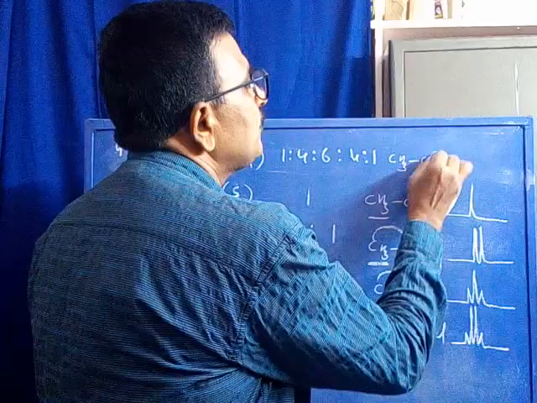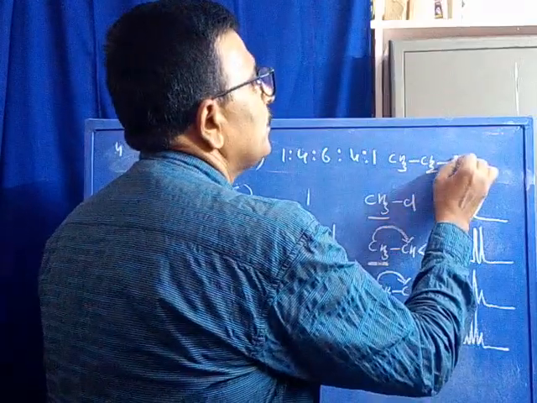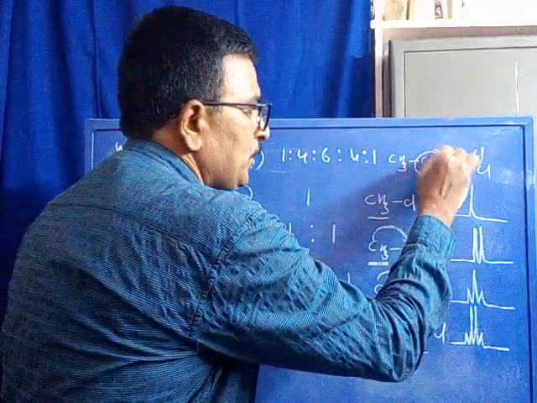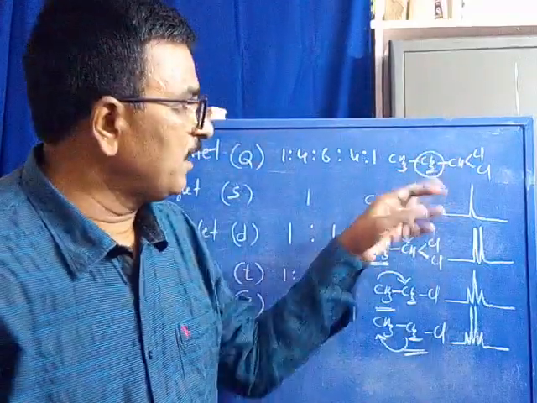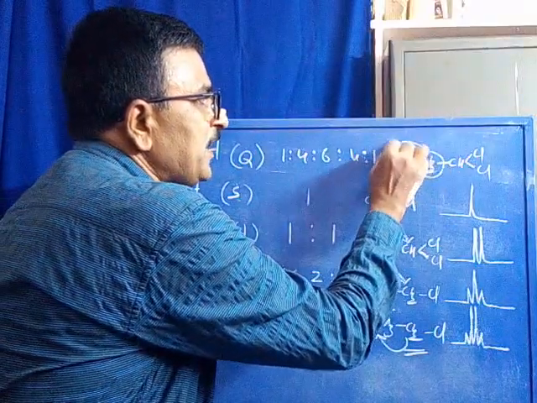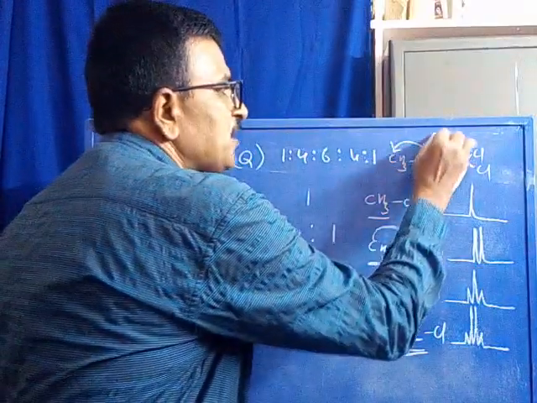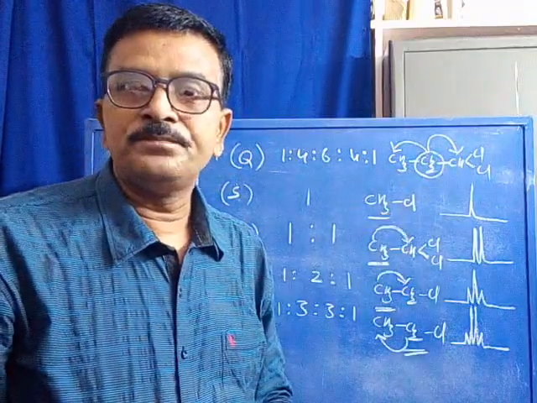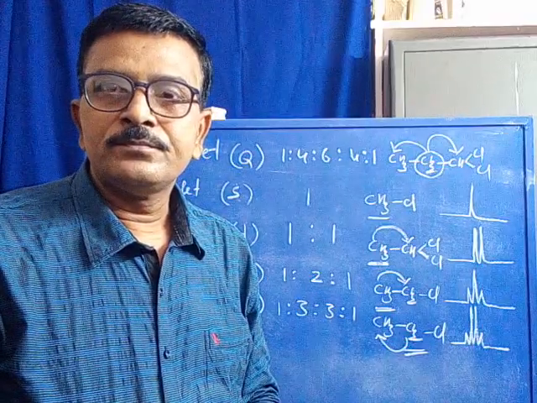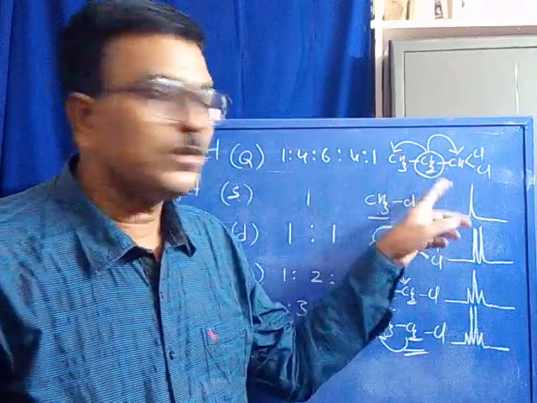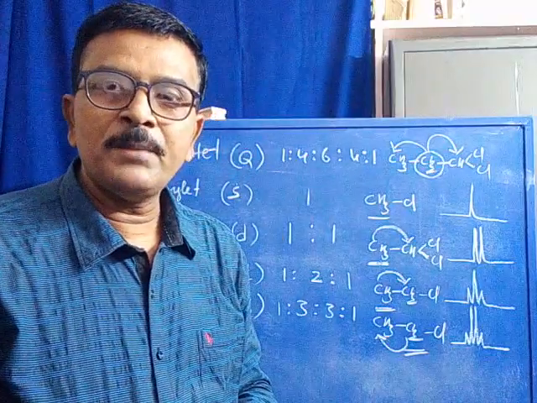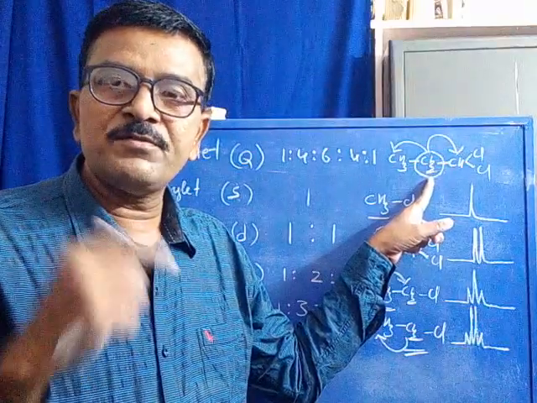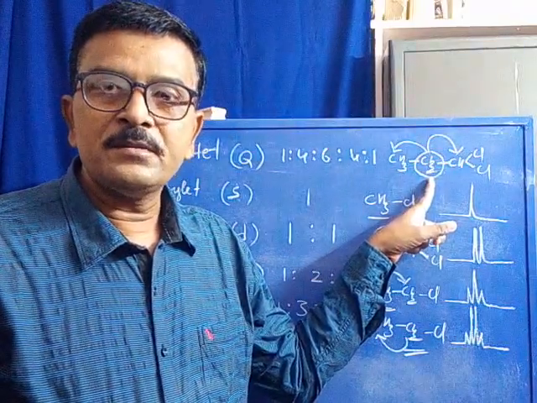Now you can take an example: CH3, CH2, CH. Now you observe the middle CH2 proton signal, where it is coupled with 3 CH3 protons and 1 CH proton, that is 4 protons in total. How many protons is the middle CH2 coupled to? Total 4. 4 plus 1 is equal to 5 lines. So the middle CH2 proton signal is split into a quintet, that is 5 lines.